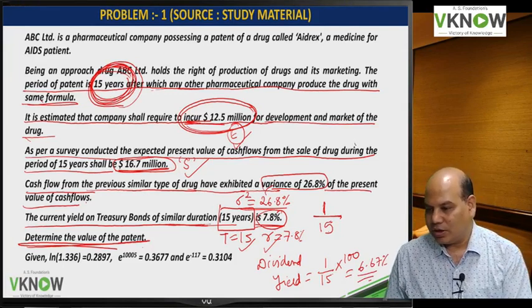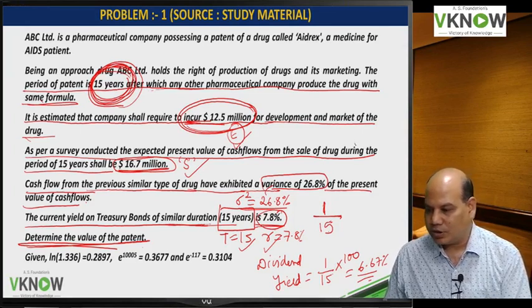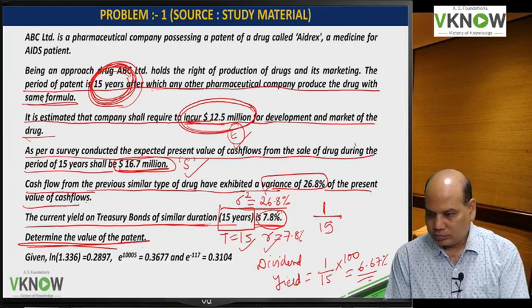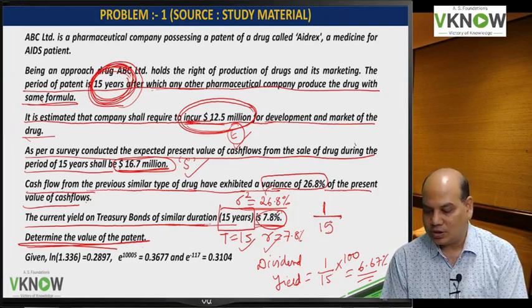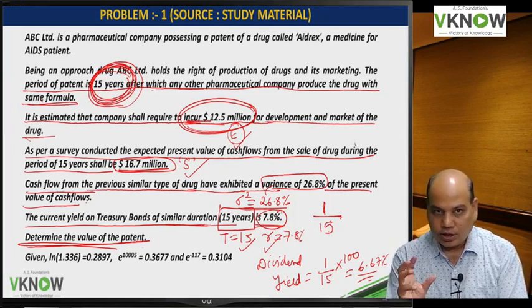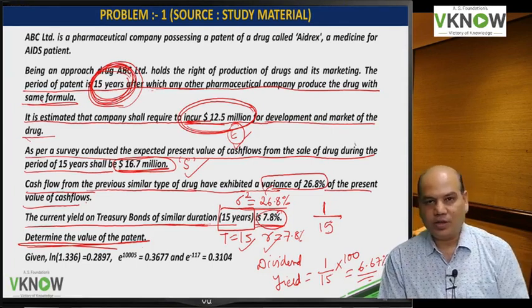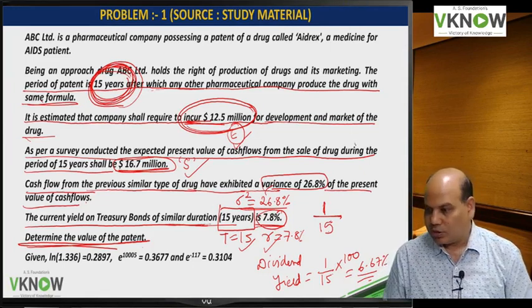Every year generates a benefit of 6.67%. Because you can use the project for 15 years, so the per year benefit you can generate is 6.67%. So that we will treat like a dividend yield.